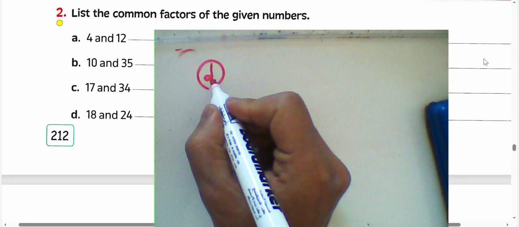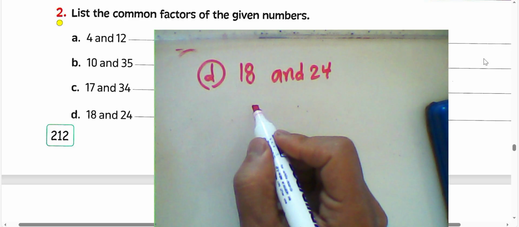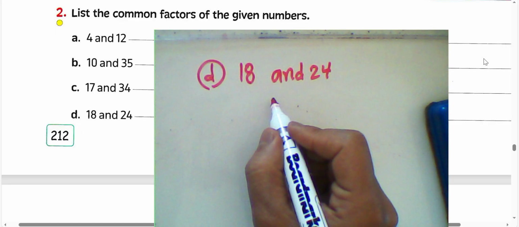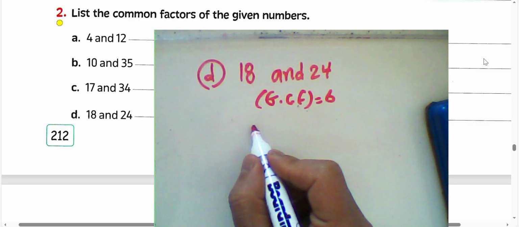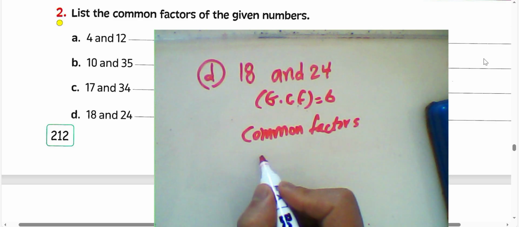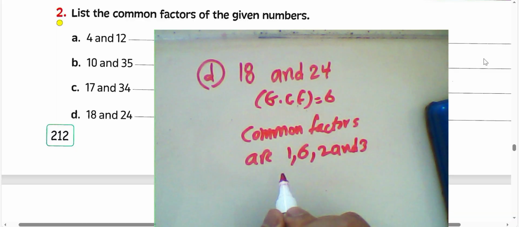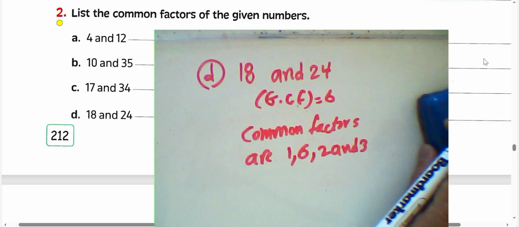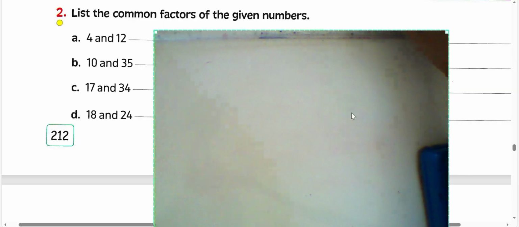Letter D. We have 18 and 24. 18 and 24 can be divided by 6. The highest common factor between them is 6. Then the common factors are 1, 6, 2, and 3. Okay, this is question letter D.